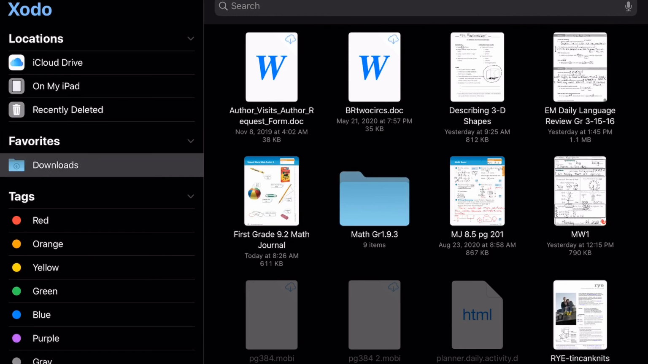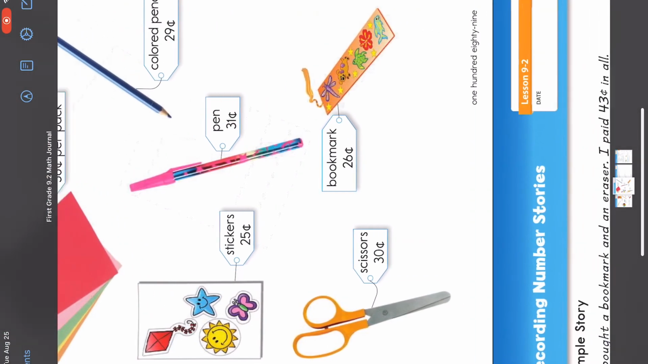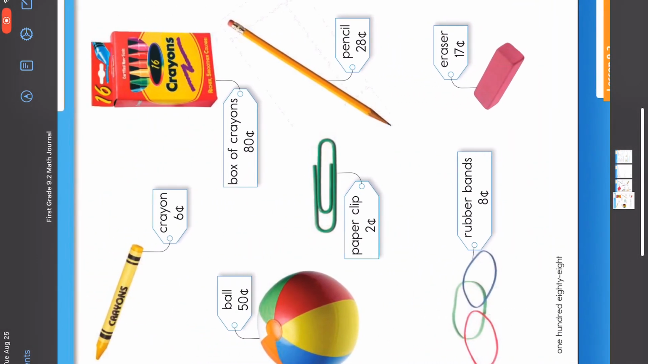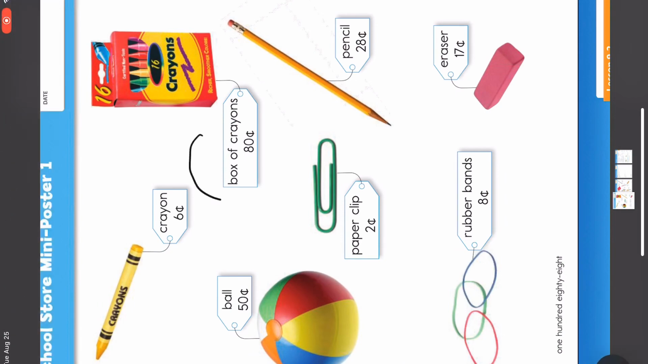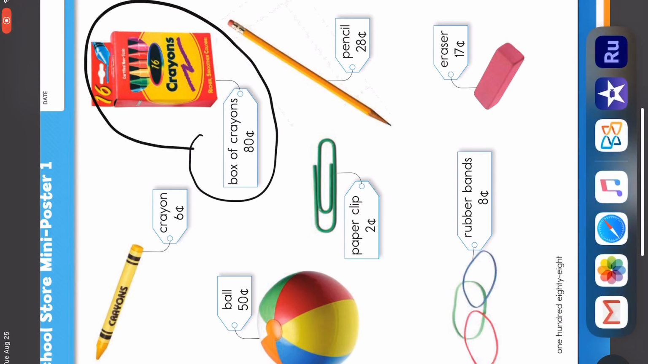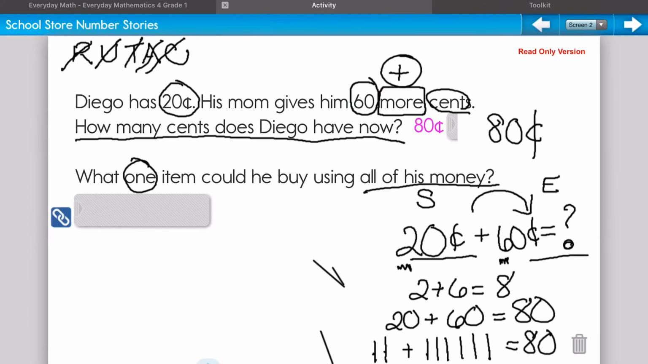I'm going to turn my screen, open the file, and I need one that equals exactly 80 cents. Well, I don't see it on this page. And let's see. Oh, I found it. Do you see it? Here it is on page 1. It is a box of crayons for 80 cents. So I'm going to go back to where I was, and I think the answer is crayons.